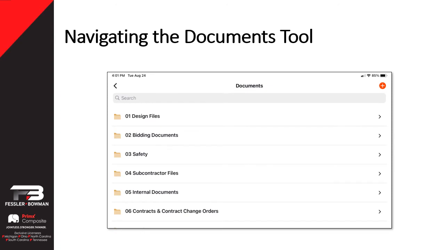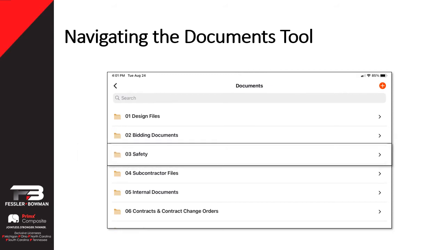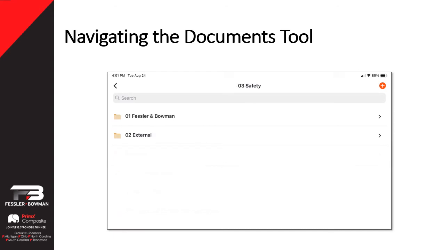Once you've navigated to the Documents tool and clicked on it, it's going to open up this Documents folder where you have a series of subfolders, including design files, bidding documents, safety, etc. We're going to focus on the safety program file today because this is where we're going to house our internal safety documents. Once you click into the safety folder, you're going to see two additional folders. There's the Fessler and Bowman folder, and then there's an external folder.